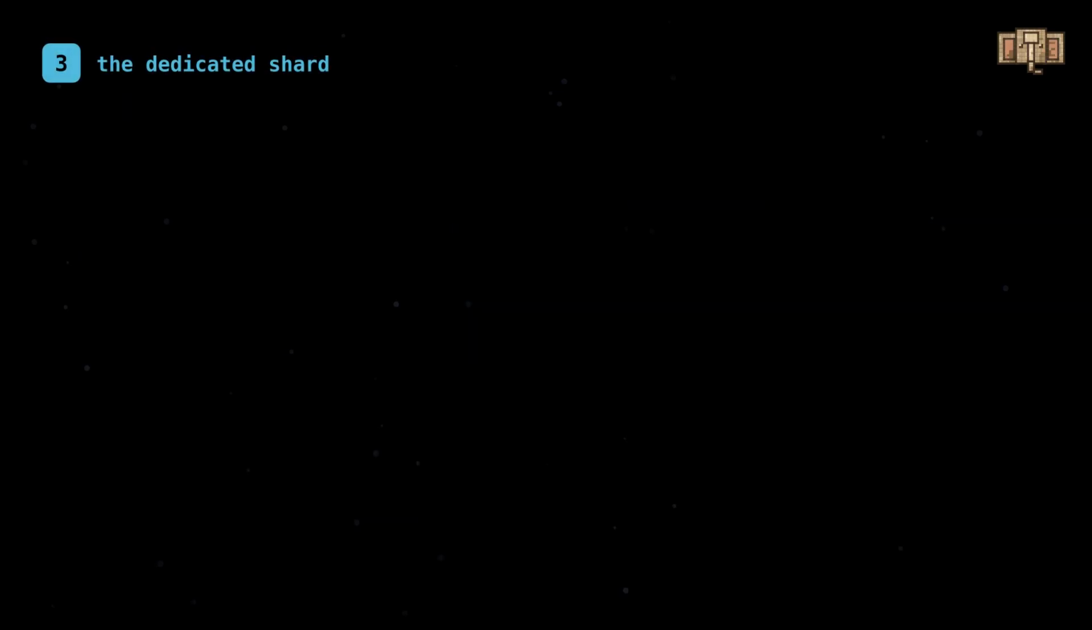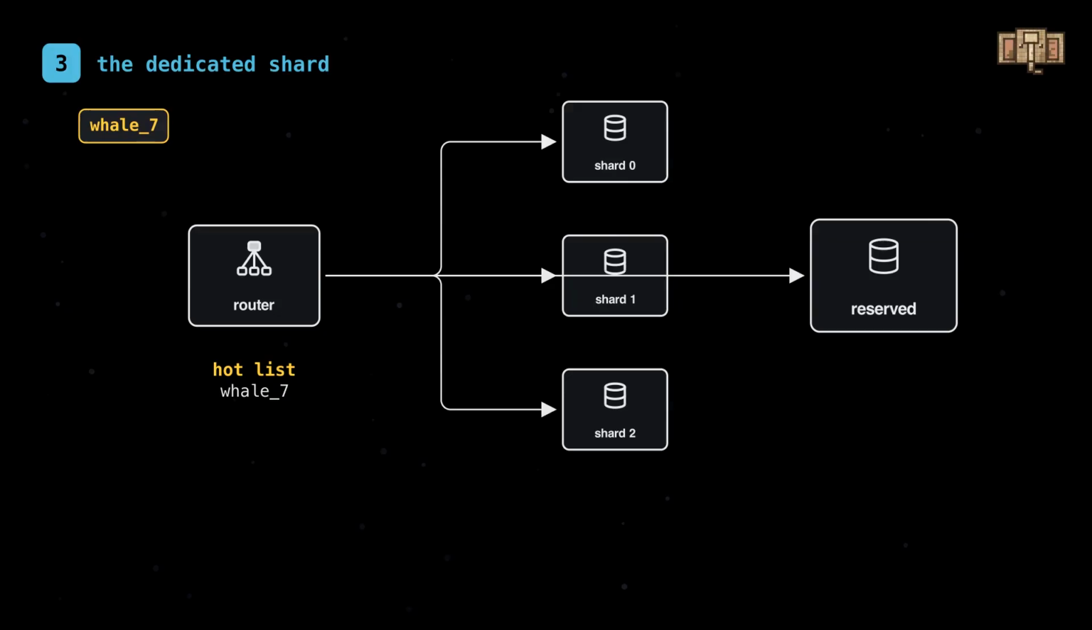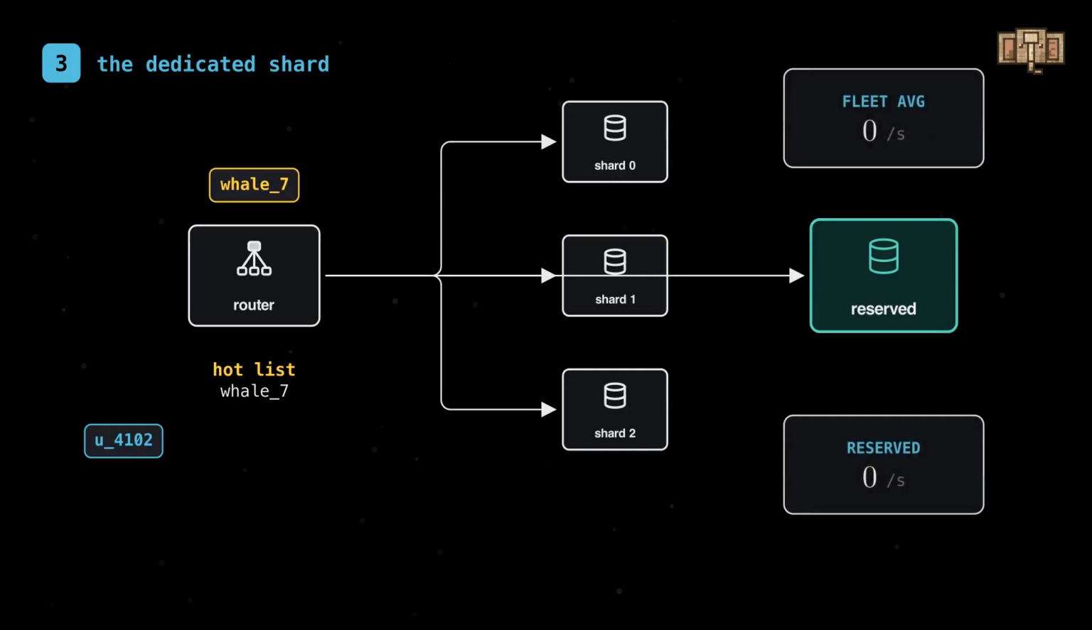Rung 3, the dedicated shard. For the keys that no arithmetic can hide. Some tenants are simply whales. A mega account, a flagship customer. So stop pretending they're average. The router keeps a tiny hot list. And next to the fleet, we reserve a shard just for the whale. Watch the routing now. The whale's key checks the list first and routes straight to its own reserved hardware. An ordinary key misses the list and takes the normal hash path exactly as before. The whale gets a box sized for its heat and the fleet levels right out.